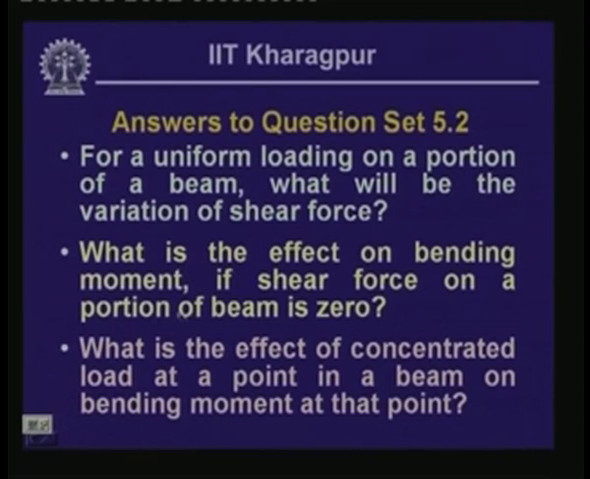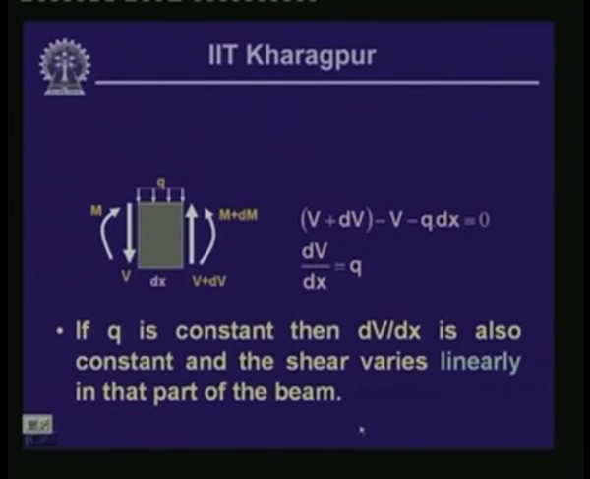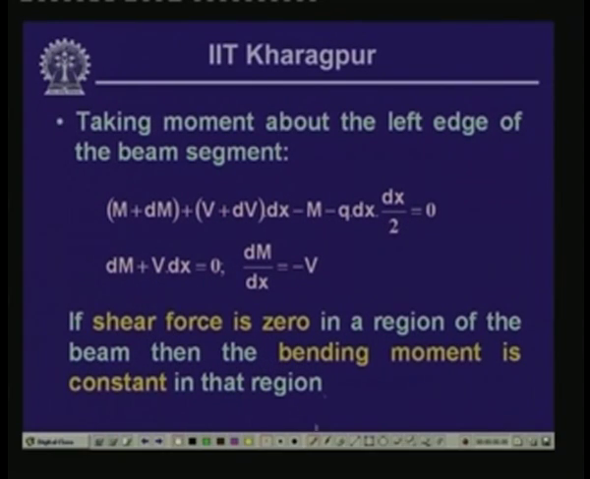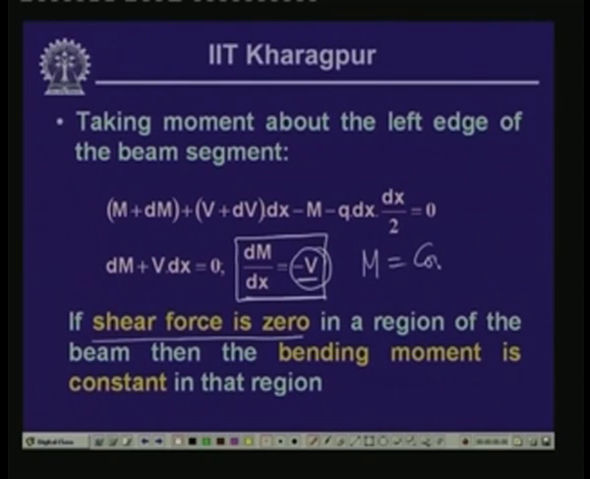Now, the second question was, what is the effect on bending moment if shear force on a portion of beam is 0. This aspect we have also discussed. Let us look into this particular equation. When we take the equilibrium of the bending moment on the left edge of that particular segment, the resulting equation is dM dx equals minus V, or the rate of change of the moment along the length of the beam is equal to the negative of the shear force V. Now, if shear force is 0, then M is equal to constant.